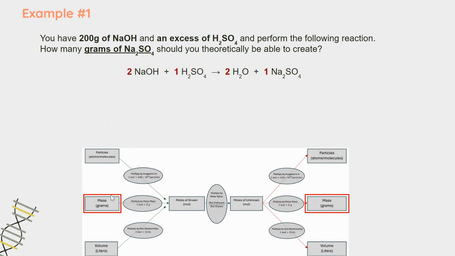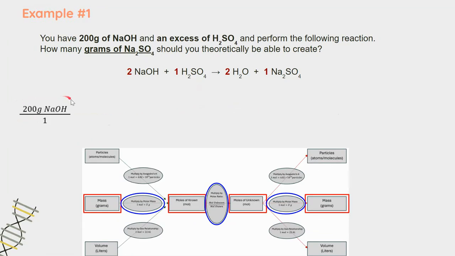My roadmap will show me that I'm going to go from left to right. I'll first multiply my NaOH by its molar mass to get to moles of NaOH. I'll then multiply by the molar ratio to get to moles of Na2SO4. And then I'll multiply back by molar mass of Na2SO4 to get back to grams. Let's see what this looks like in practice.